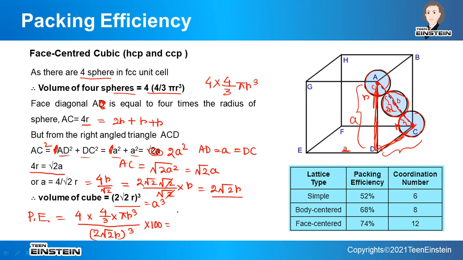If we simplify it, it will be 16 by 3 pi r cube multiplied by 1 by 8 into 2 root 2 r cube, multiplied by 100. So r cube will be cancelled and 2 will be cancelled. So what we are getting finally is pi by 3 root 2. And if you do the calculation, it will be 74%.